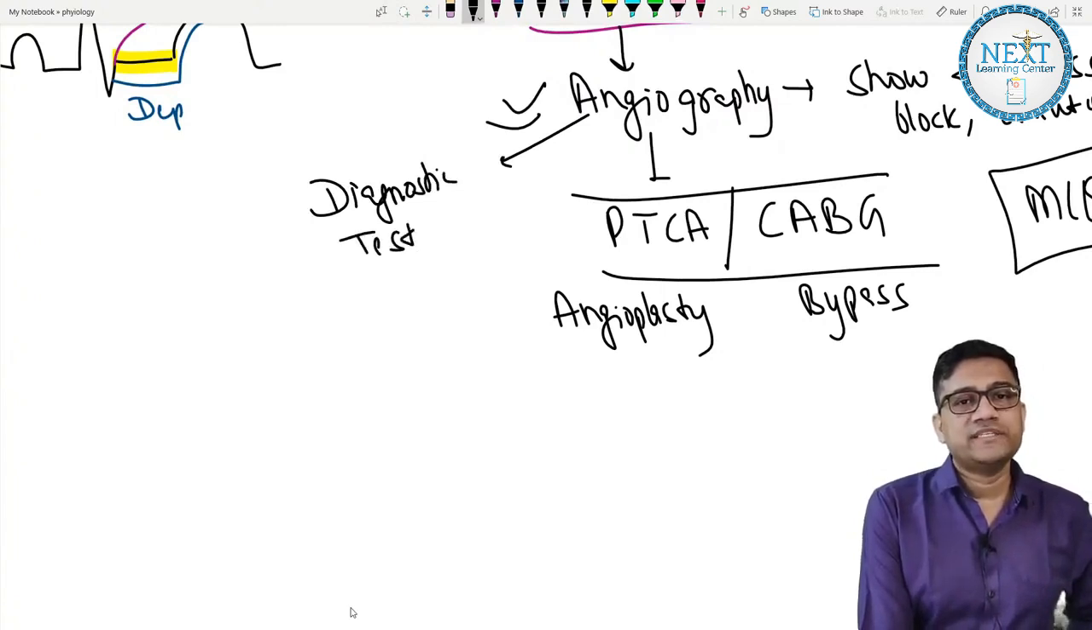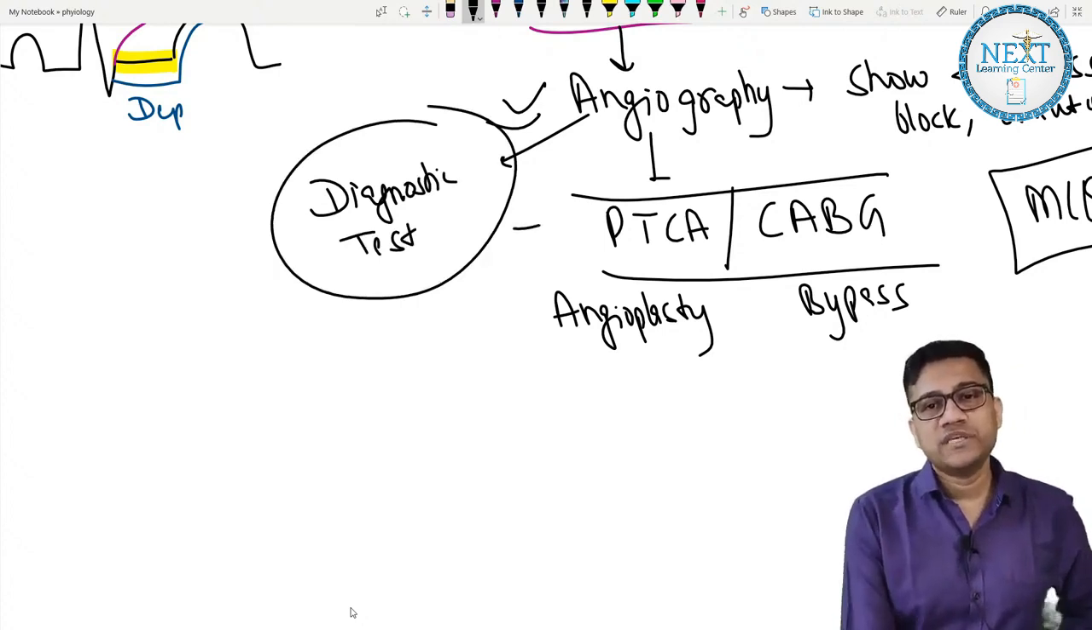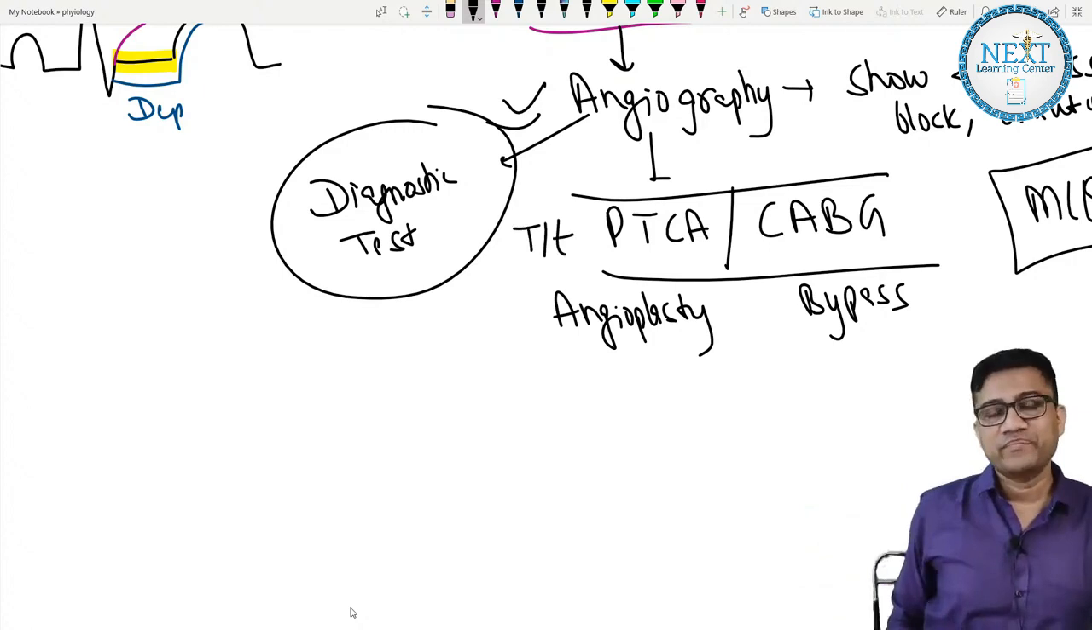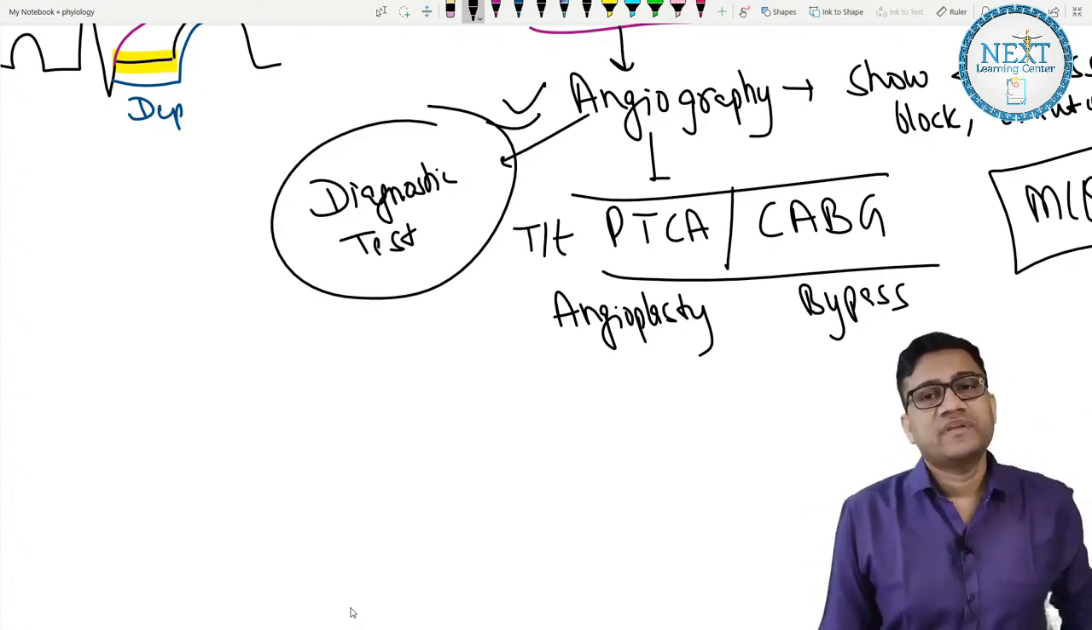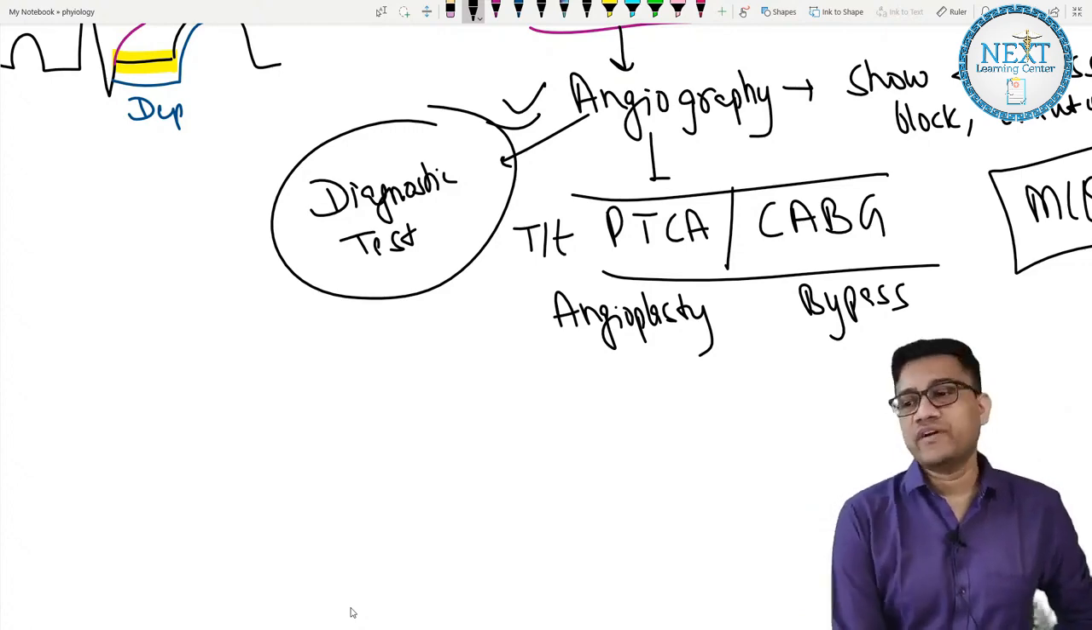So the diagnostic test is angiography, and treatment is PTCA or CABG. I've given the full guidelines in this case. Okay, fine. So everything is clear. Now we will see the phases of the cardiac cycle.